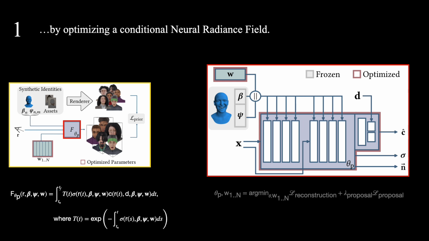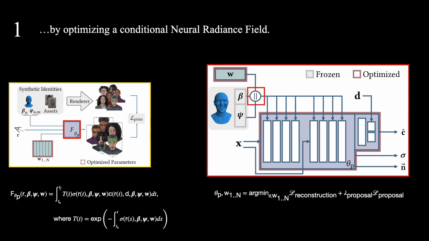This model can then be optimized with standard MipNeRF 360 losses for reconstruction, an L1 loss, and the proposal loss, which is specific to the MipNeRF 360 architecture. This model is optimized as an autodecoder where we have n latent codes, 1 for each identity.